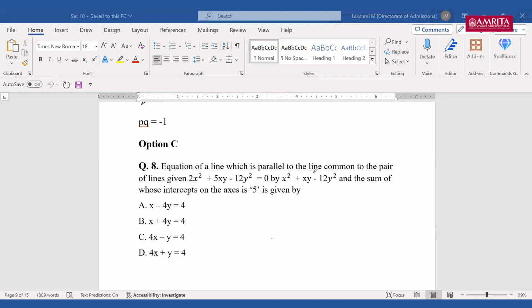Find the equation of a line which is parallel to the line common to the pair of lines given by 2x square plus 5xy minus 12y square equal to 0 and x square plus xy minus 12y square. Another clue given is that the sum of the intercepts on the axes is 5. You need to find the equation of the line: x minus 4y equal to 4, x plus 4y equal to 4, 4x minus y equal to 4, or 4x plus y equal to 4.